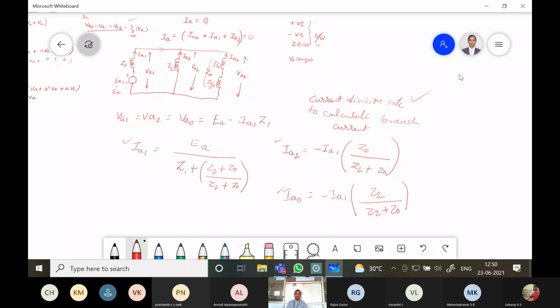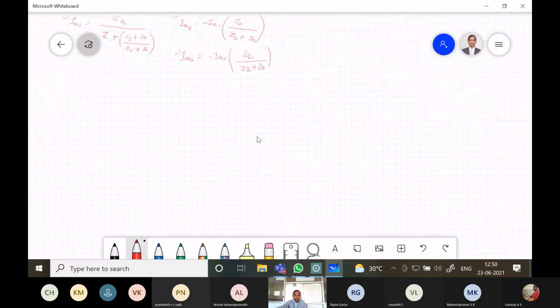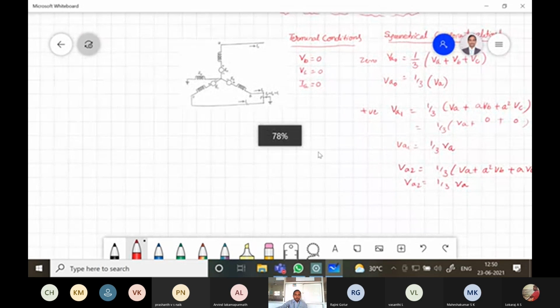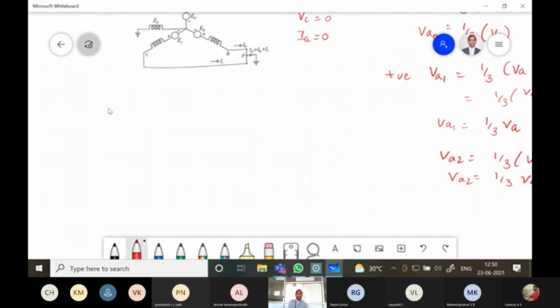So now we need to calculate the fault current. So what is the fault current flowing here in this diagram? IB plus IC. So that is the fault current, right? Now we need to write the fault current.